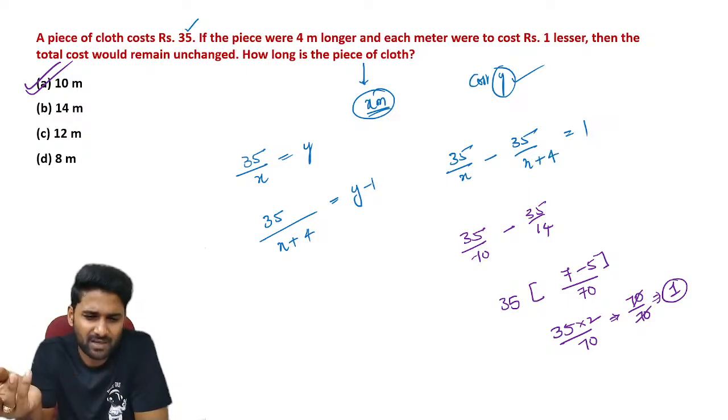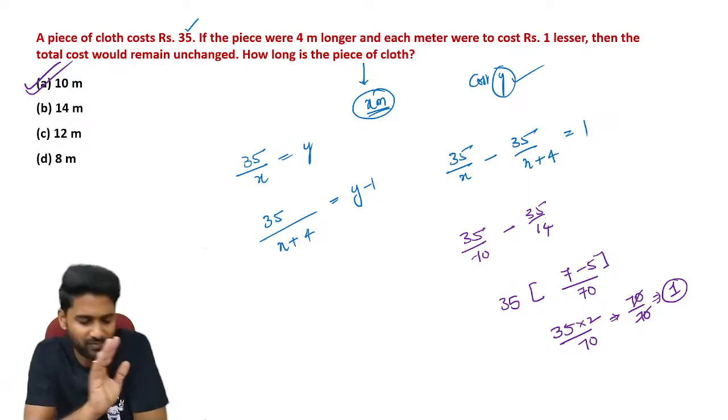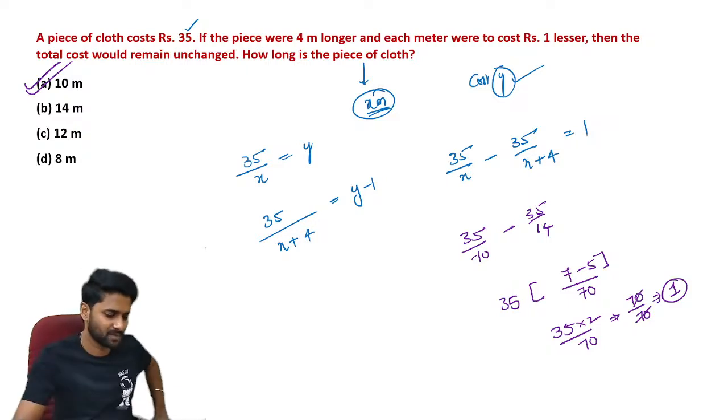Guys, if you go for the calculation, it goes to the quadratic equation, but it's a time-taking calculation. Better, if you want to find only a single variable, then go for the option verification. That's the best method.